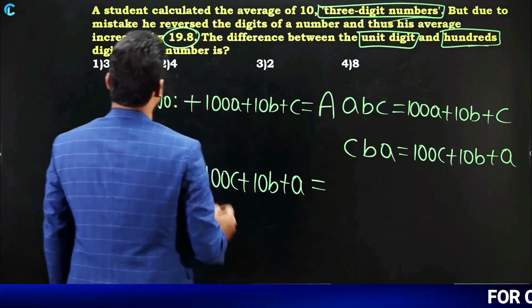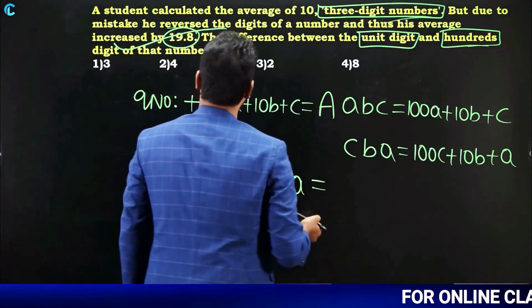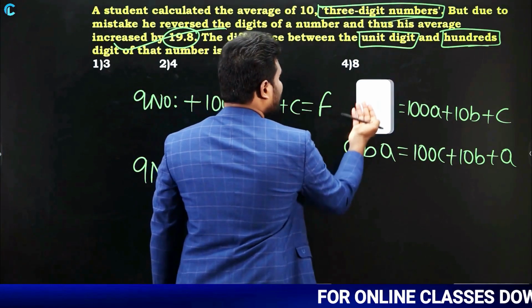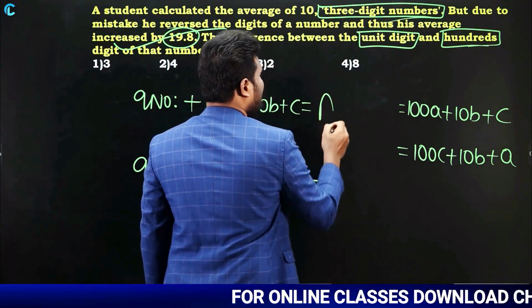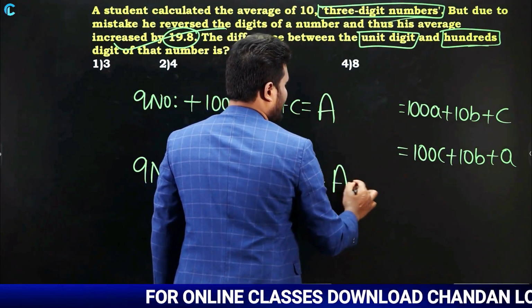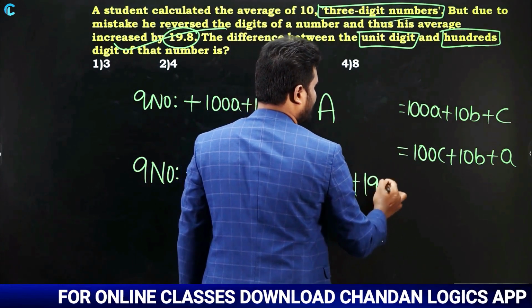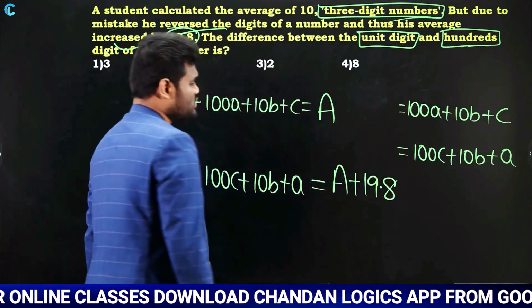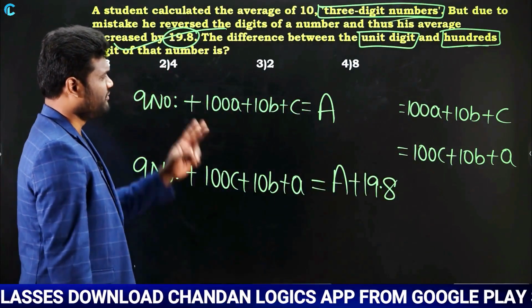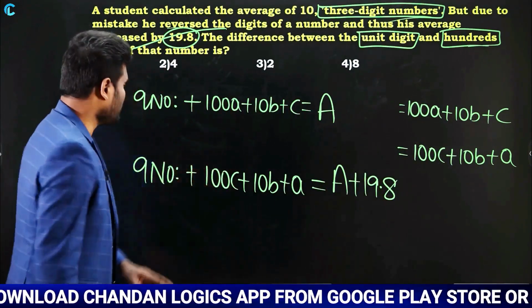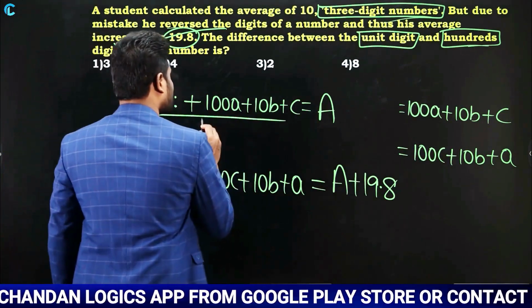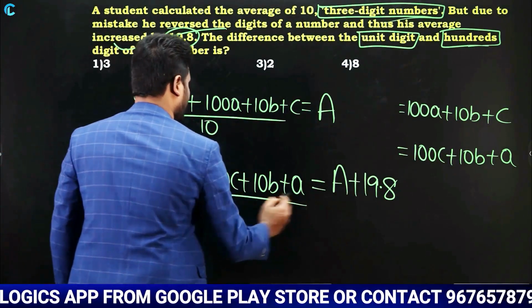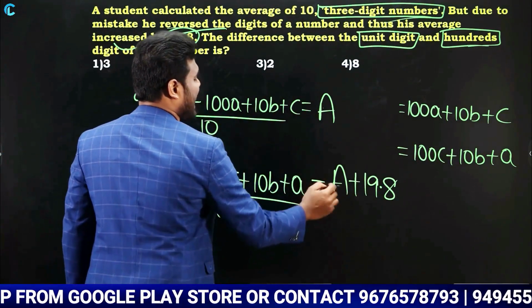And due to this, the average increased by 19.8. Initially the average is A; now it is going to be A plus 19.8. Now they are asking us to find the difference between the unit digit and the 100s digit. Same procedure: as it is 10 numbers, divide by 10, because we are calculating the average here.